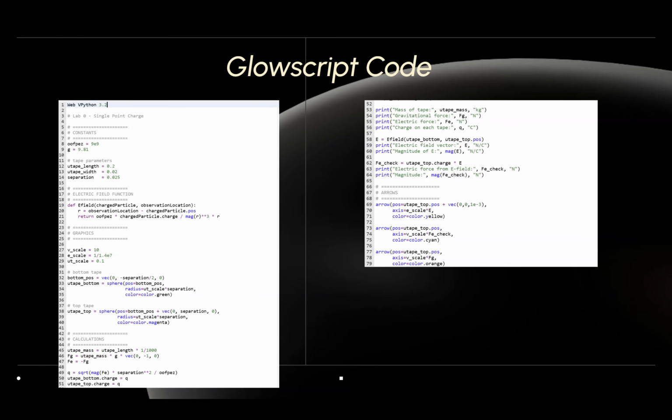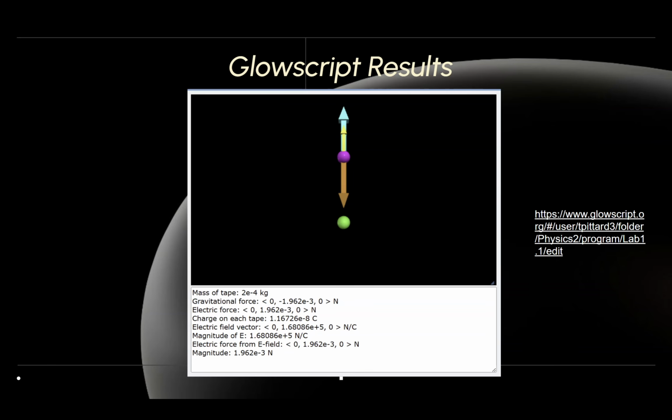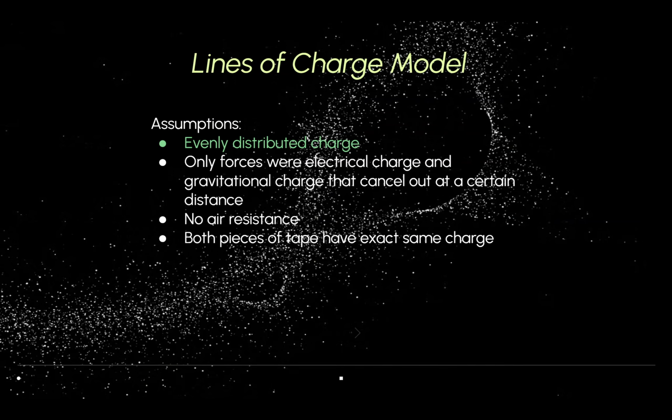Here's my GlowScript code. Nothing that complicated, nothing really needs to be pointed out, besides that I had a separation distance of about 0.025 meters. That was really the only thing significant. And here are my results. As you can see, you have the proper arrows, and then the charge located at the bottom, shown from the code. I also have the link to it if you would like to see that.